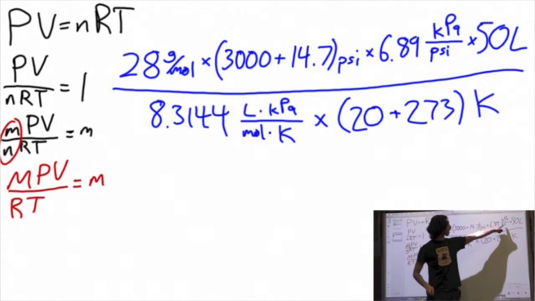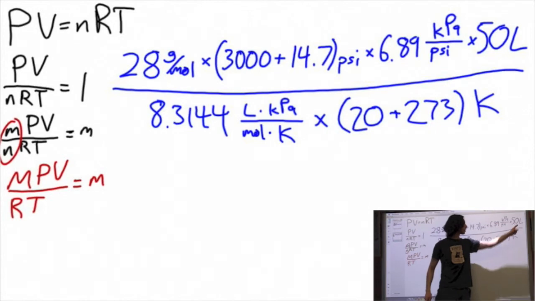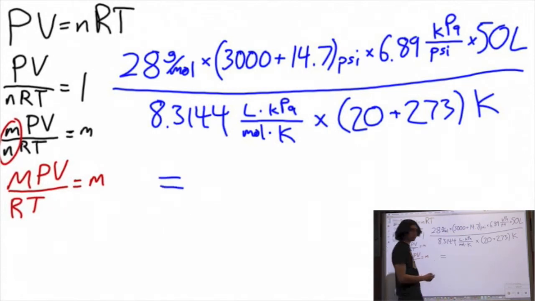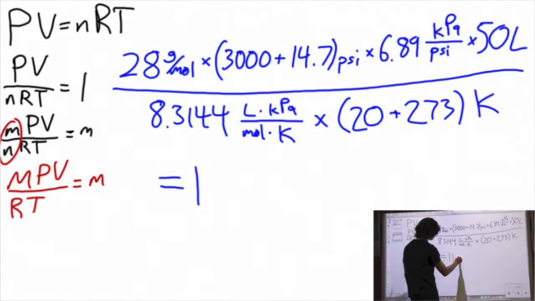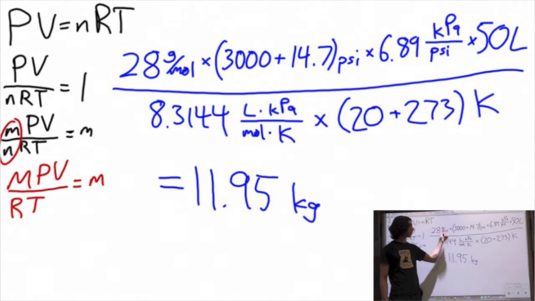So what units do we have? We have psi canceling out with psi, kilopascals canceling out with kilopascals, liters canceling out with liters, Kelvin canceling out with Kelvin, moles canceling out with moles, so it looks like our final answer is going to be in grams. And if you work this out, you should get 11.95 kilograms. Notice the unit change, grams to kilograms, just by a factor of 1,000.